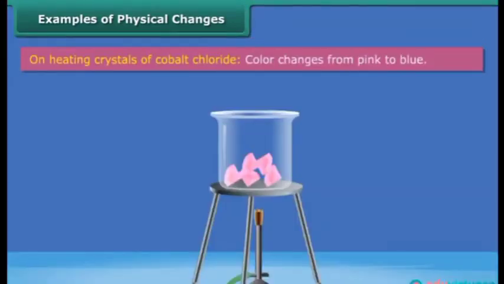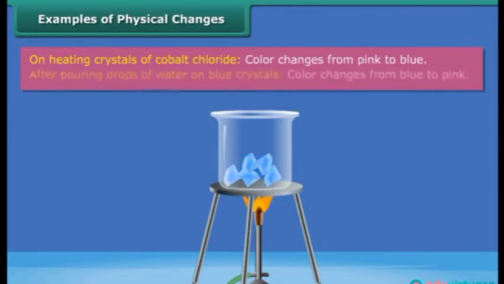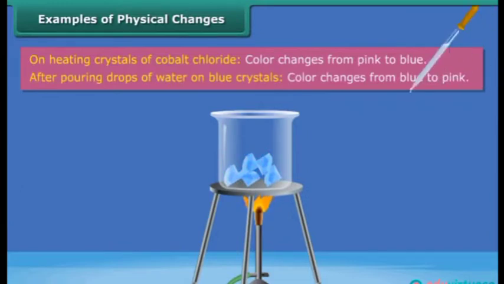Here you can take the example of cobalt chloride. On heating, the crystals of cobalt chloride change their color to blue, and after pouring some drops of water on it, they regain the pink color.